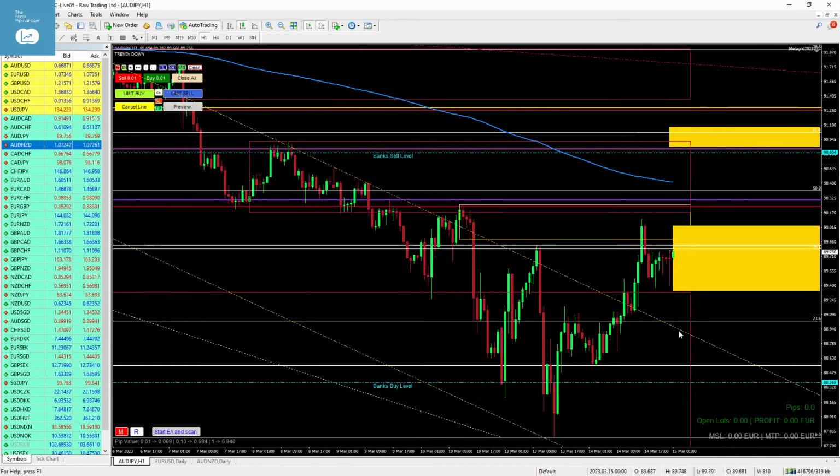This H4 trend line has been broken. I leave it on the chart maybe for a retest here. And then the next higher trend line is this one here, the daily trend line above. So for this pair I would still consider only sell trades at the moment.